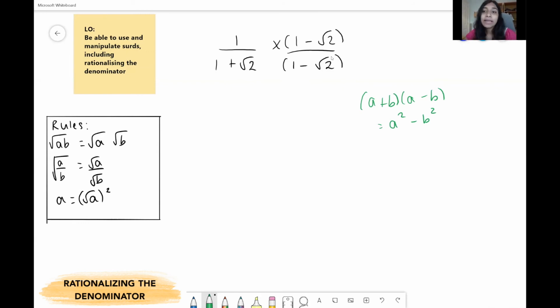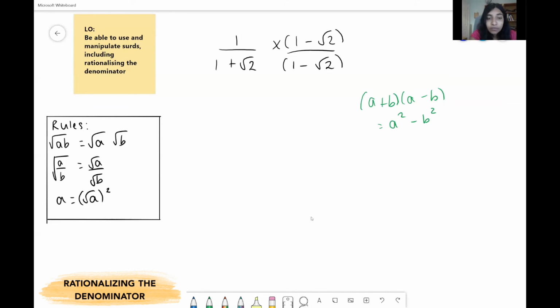So that's why if you ever have an expression that's in the form of this, either this one or this one, in order to rationalize the denominator, you just times top and bottom by the other one. So in this one, because it was 1 plus root 2, we just times both top and bottom of the fraction by 1 minus root 2.